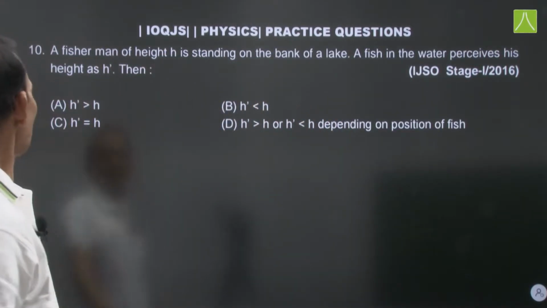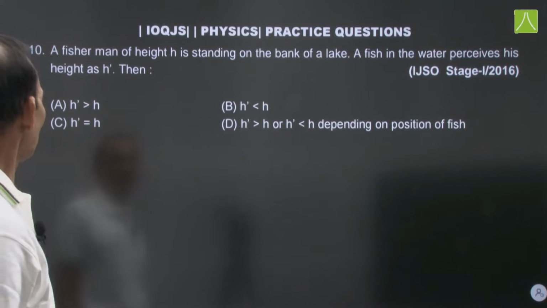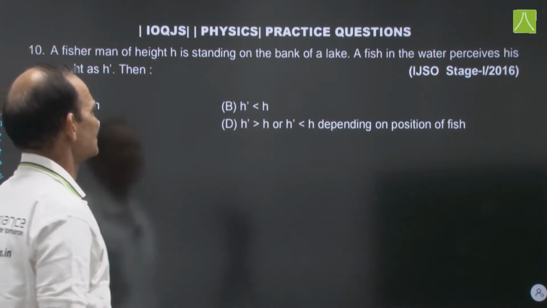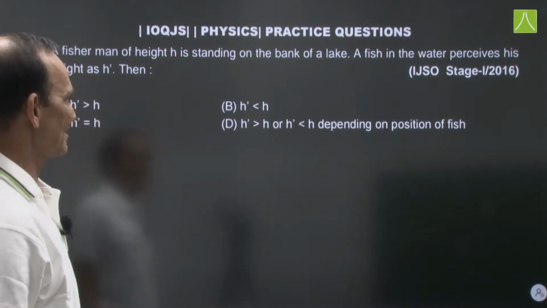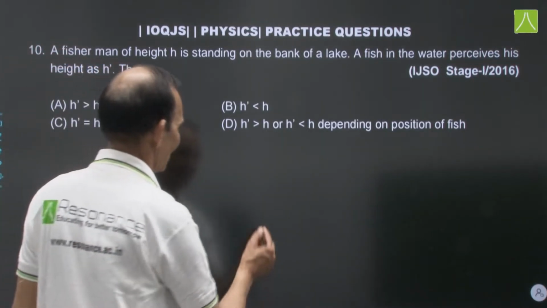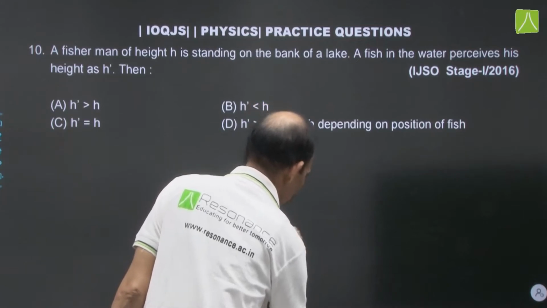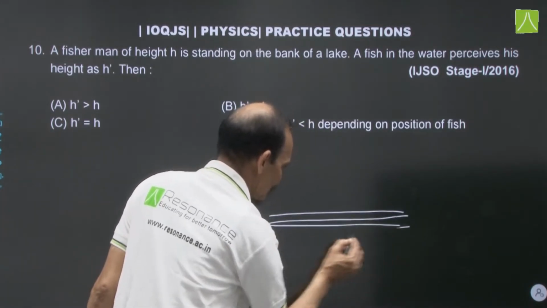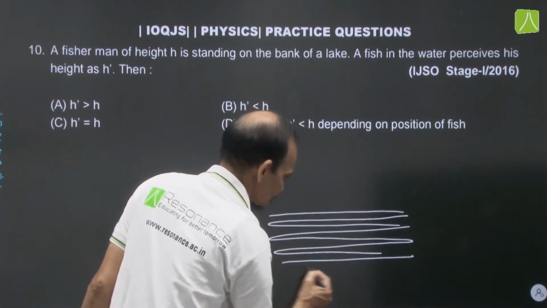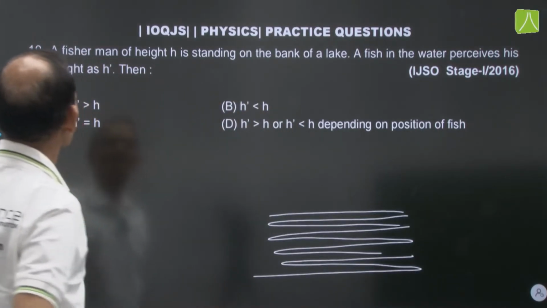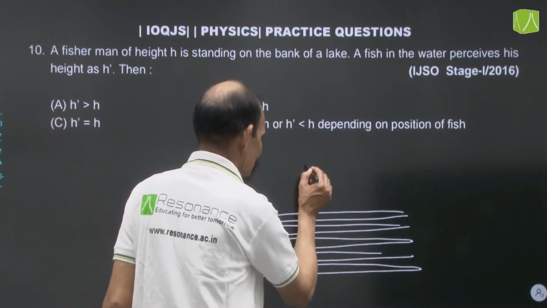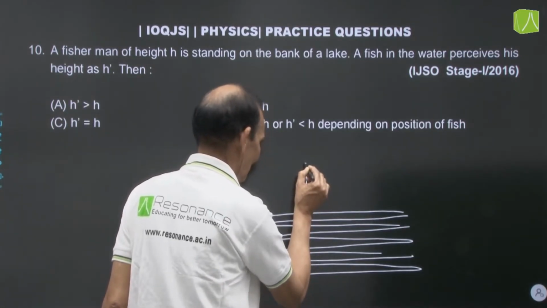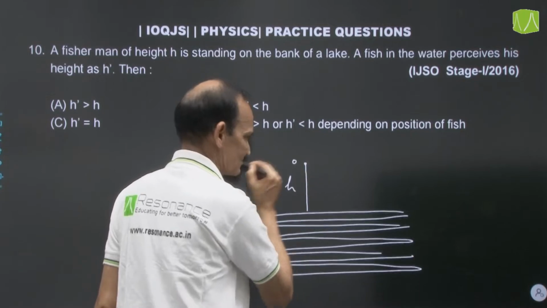It is question number 10. A fisherman of height h is standing on the bank of a lake. A fish in the water perceives his height. Suppose this is the water. Fisherman standing on the bank of the lake. Let us say his height is h. We can say it is the object.